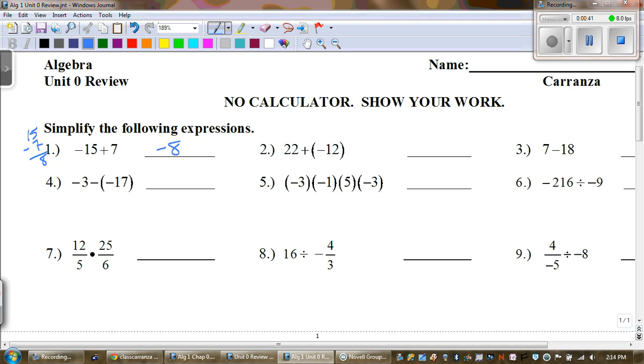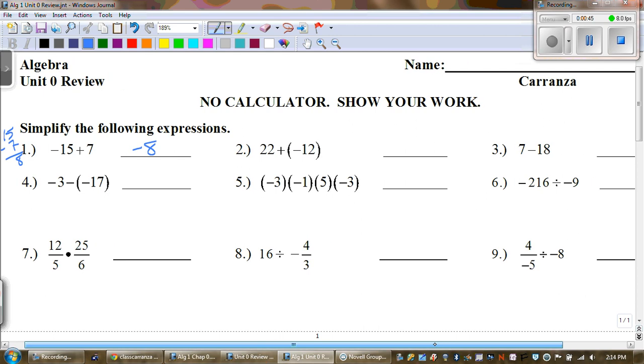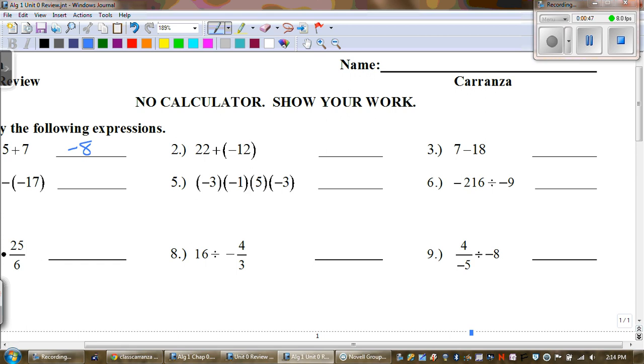Number 2, we have 22 plus negative 12. We ask ourselves the same thing. Are they same signs or different signs? Well, they're different signs, so we subtract. Do we have more positives or negatives? We definitely have more positives. So we subtract those two numbers and we get an answer of 10.